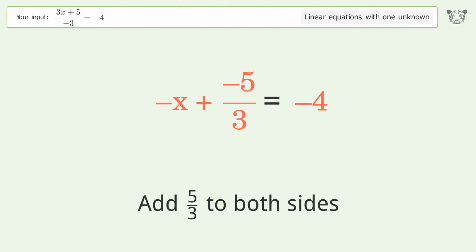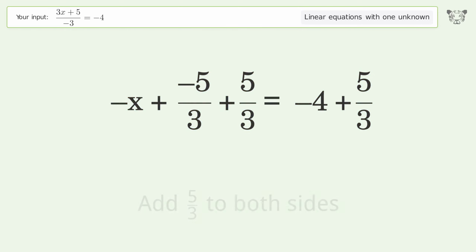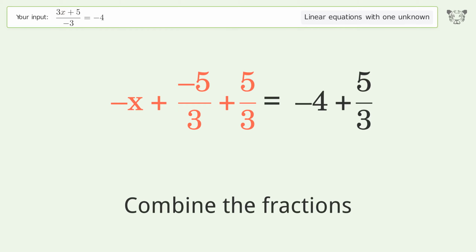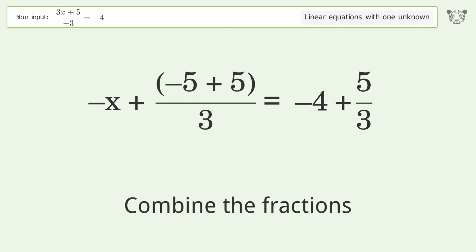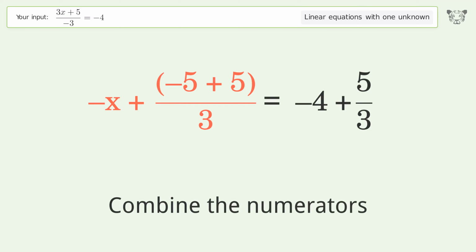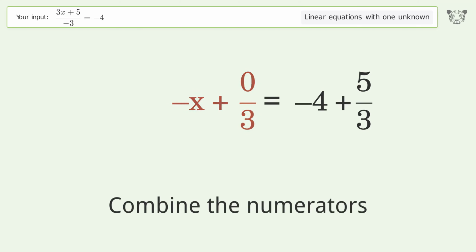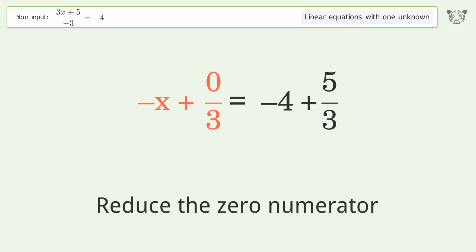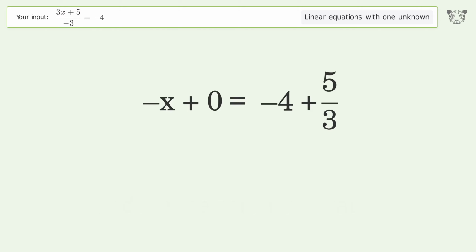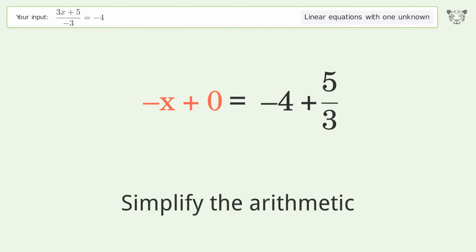Add 5/3 to both sides. Combine the fractions. Combine the numerators. Reduce the zero numerator. Simplify the arithmetic.